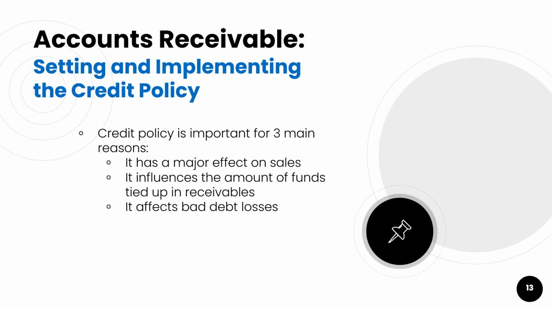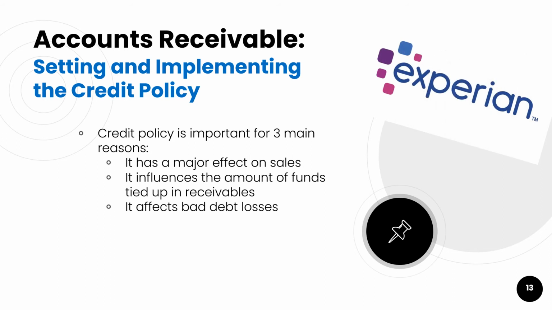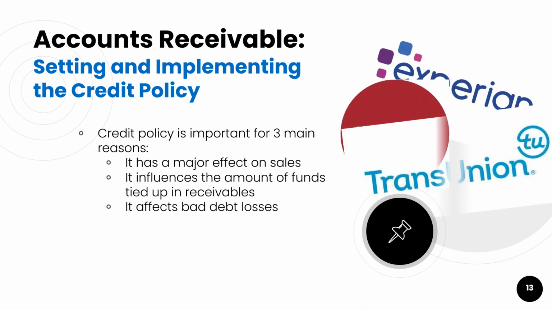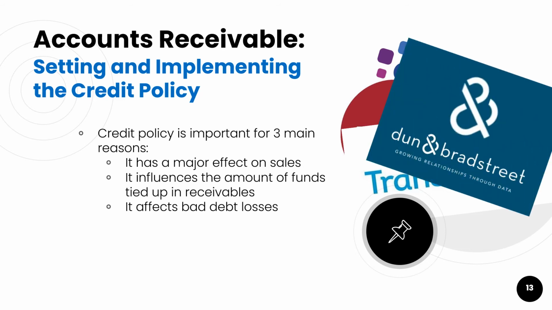The credit policy is so important that the firm's executive committee, which includes the president and the vice presidents for finance and marketing, have the final say on it. To help with credit investigation, several organizations like Experian, Equifax, and TransUnion use computer-based networks to collect, store, and distribute credit information. Specifically for businesses, Dun and Bradstreet provides detailed credit reports over the internet for a fee.